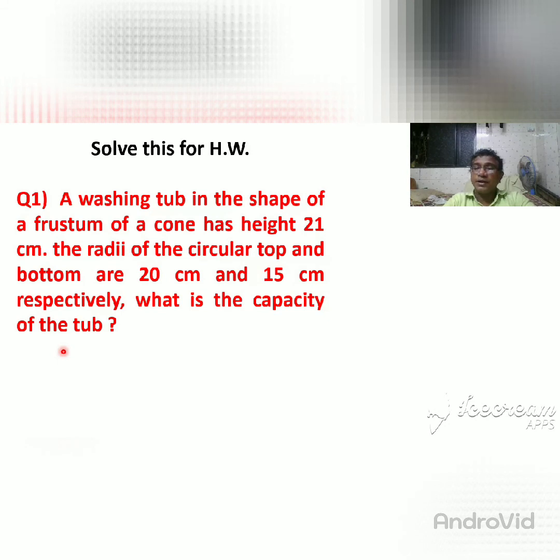In such a way we have completed the 5 problems in today's lecture. Whatever you understood or not understood can be checked with the help of the homework. But a washing tub in the shape of a frustum of a cone has height 21 centimeter. The radii of the circular top and bottom are 20 centimeter and 15 centimeter respectively. Find the capacity of the tub.